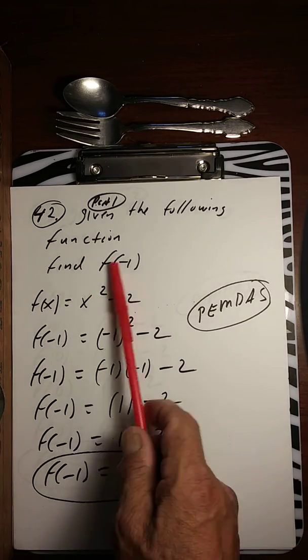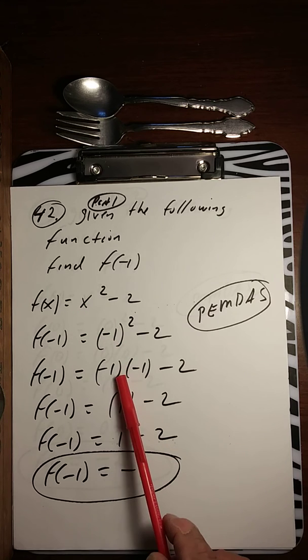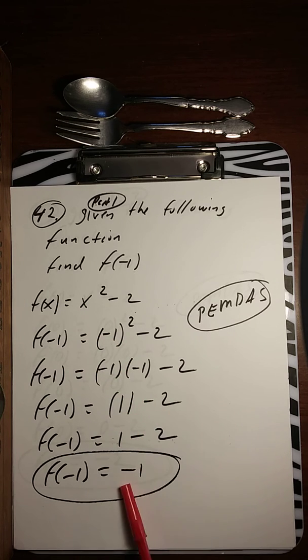Given the following function, find f of negative 1. Put a negative 1 in there. Negative 1 squared is going to be 1. And 1 minus 2 is negative 1.